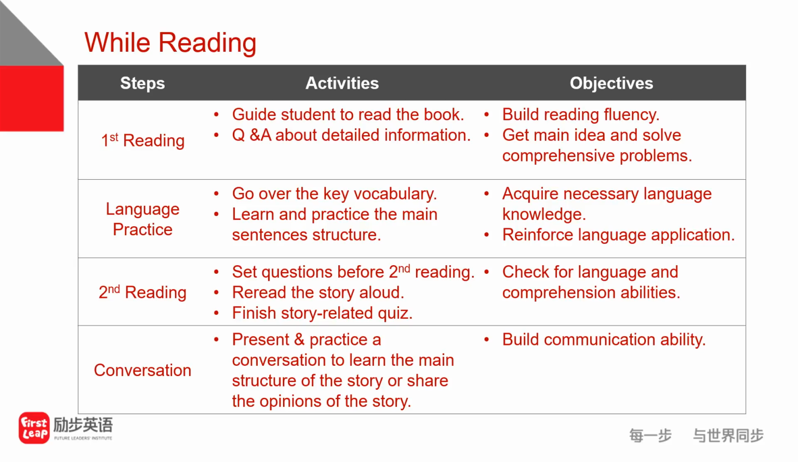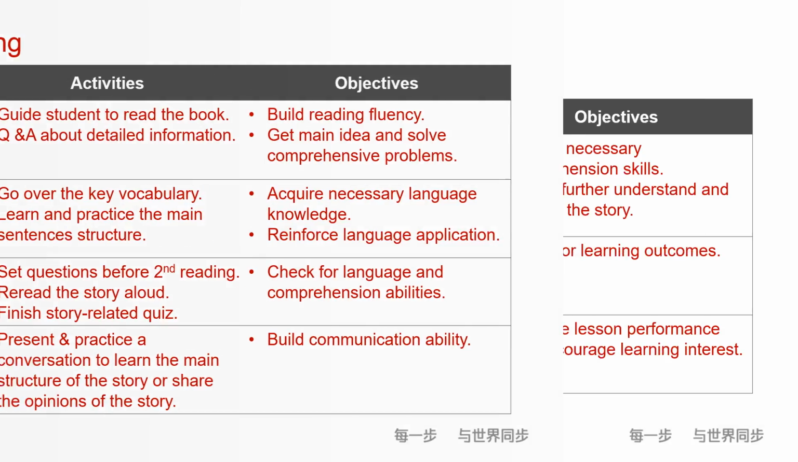In our second reading, we have set questions before the second reading. Here we'll then reread the story aloud and finish with a story-related quiz. And again, this is to check for language and comprehension abilities. And last, we'll end with a conversation where we present and practice the conversation to learn the main structure of the story and share our opinions of the story. And this is to help build communication abilities. Here, we don't want our students just to be able to read, but we want them to be able to talk about what they've read and show that they understand and are able to speak in a fluent manner.